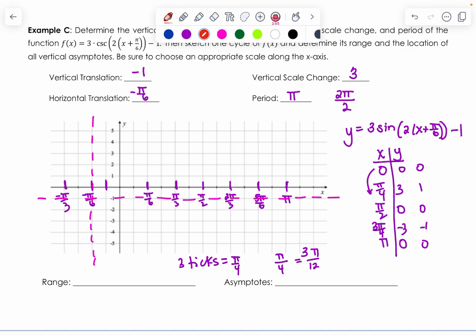So then I'm going to start at 0, then count 1, 2, 3, and go up 3. 1, 2, 3. Then count 1, 2, 3, back at 0. 1, 2, 3, down 3. 1, 2, 3, back at 0. 1, 2, 3, back up 3. Maybe go 1, 2, 3. There we go.